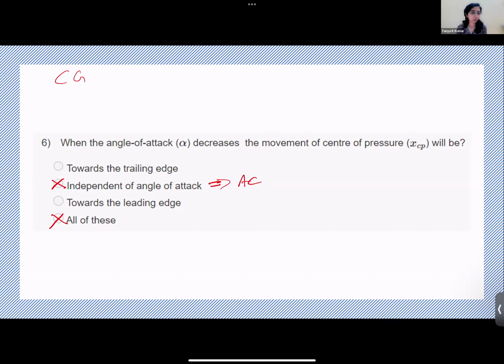Does it take so long to come up with this answer? Please just Google it and tell me. So the right answer is trailing edge, right? Towards trailing edge is the right answer. Can you tell me now? Give me a justification, some reasoning as to why it moves towards the trailing edge.